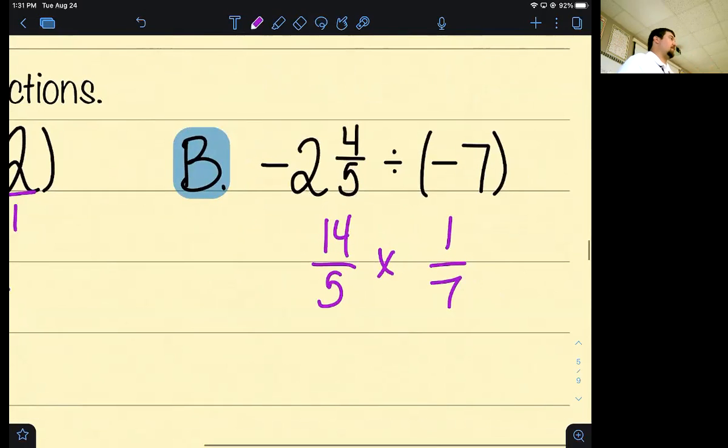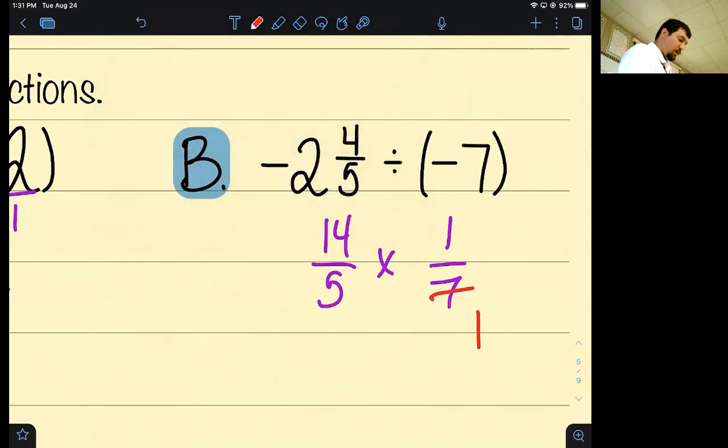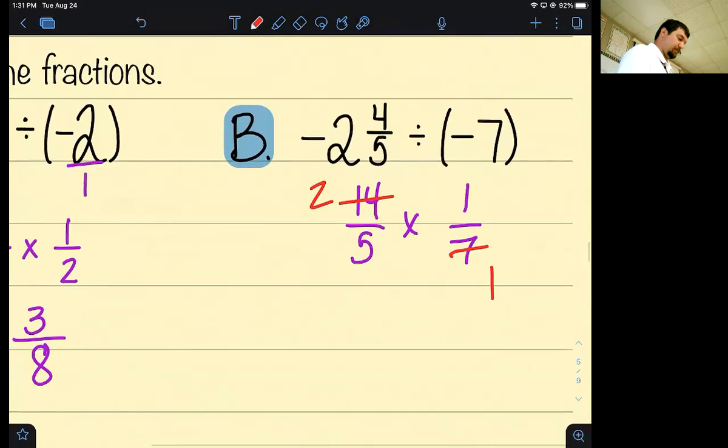Okay, I'm okay if you do that step in your head. Just don't forget it. What cancels, Oliver? 14, so That's right. 7 goes into itself once. 7 goes into 14 twice. So Oliver, give me your final answer. That's right.